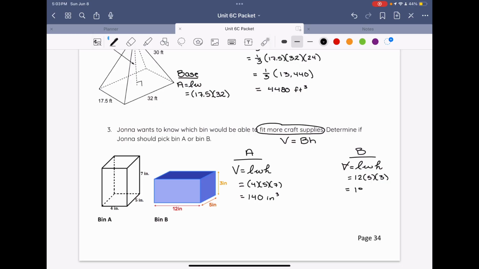And my bin B, length times width, 12 times 5 times 3. That one's going to give you 180 inches cubed. So Jonah would be better off with bin B. So let's just make sure we answer the full question. Jonah should pick bin B. There is more space in bin B.